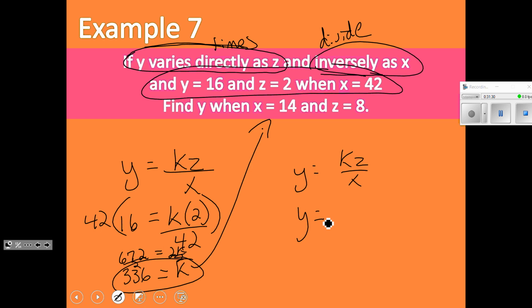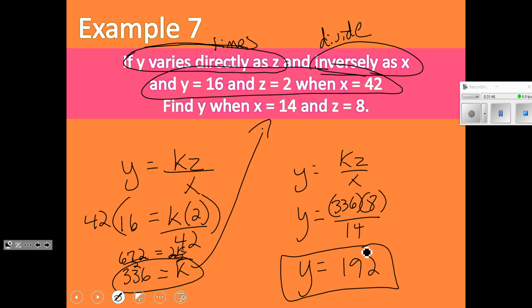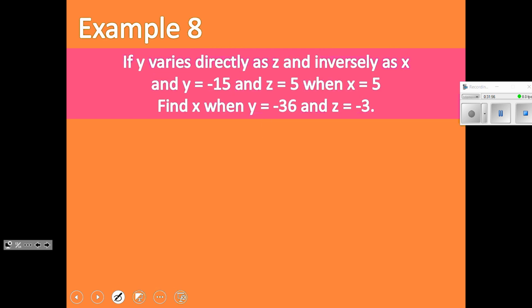So let's use that with part 2, using the same formula. So Y is equal to, K is 336, Z is 8, and X is 14. So what would Y equal? 192. Any questions about that? Nope. All right. So you try this one on your own. You should be able to get it done in class and study hall.